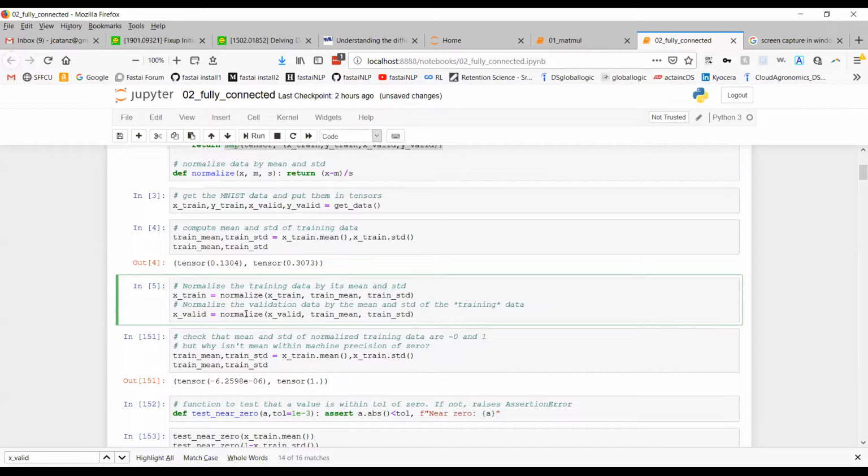So for this normalize function, the first input is what you want normalized, the second input is the mean, and the third input is the standard deviation that you want to use to do the normalization. When we normalize the validation data, we have to use the mean and standard deviation of the training data. Any questions about that?